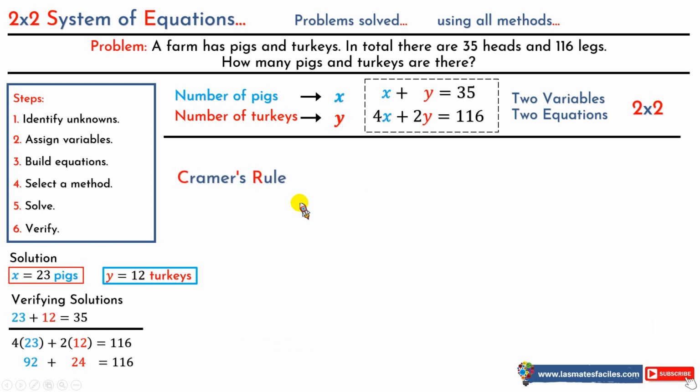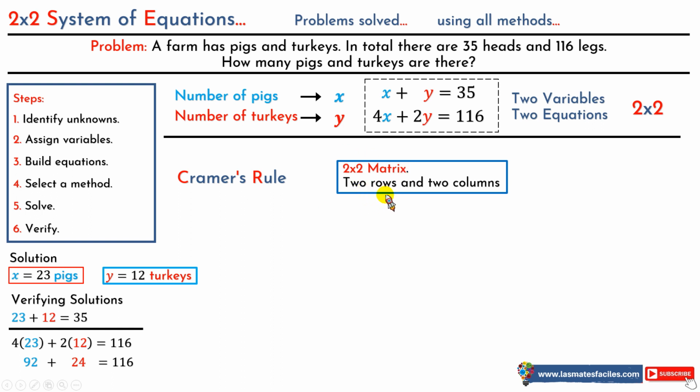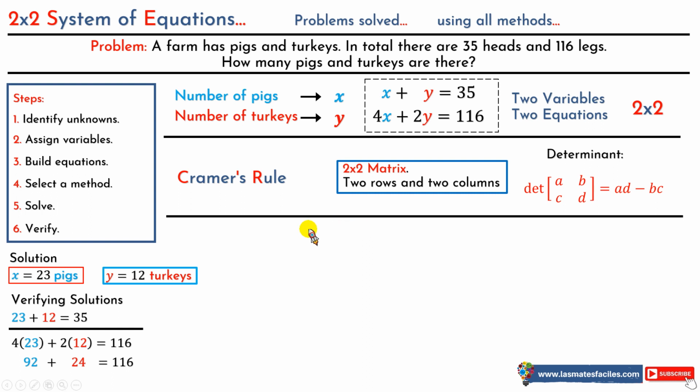In this method, we are going to see the system of equations as a 2 by 2 matrix. 2 rows, 2 columns. Now, we are going to use the determinant formula. The determinant of a matrix is very simple. We multiply this diagonal and we subtract the multiplication of the other diagonal. Let's start. We are going to build 3 matrices. The first matrix is the coefficient matrix. This matrix has a column for x and another column for y.